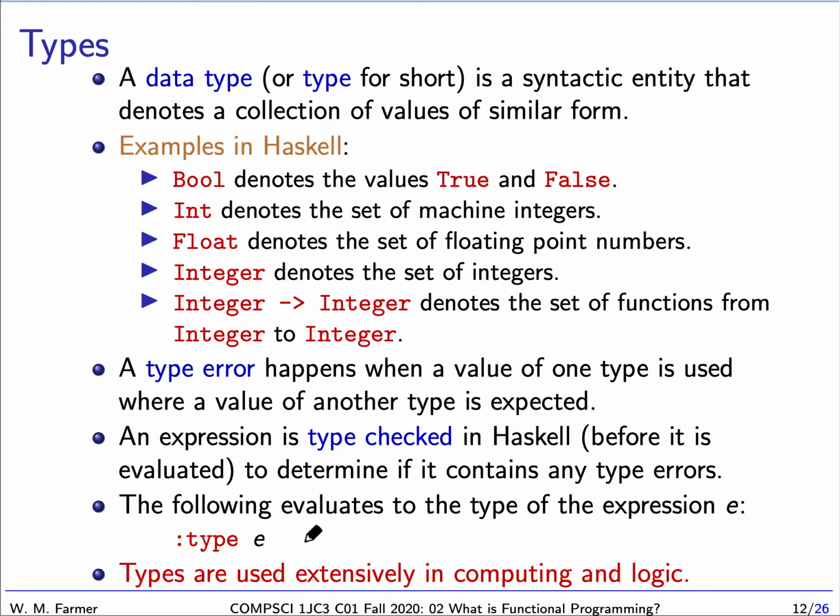So to review a bit, we have values. This is what we're going to manipulate. We have expressions that denote these values, so we can refer to them and talk about them. And we have types, which denote collections of values that have similar form.